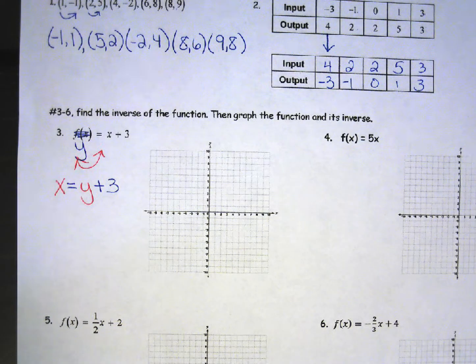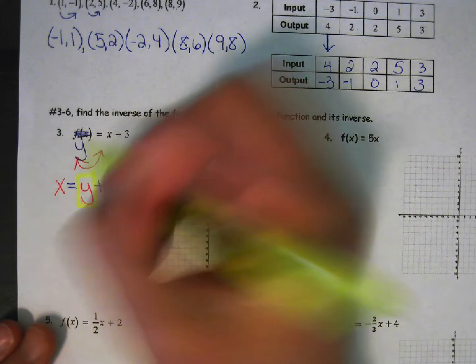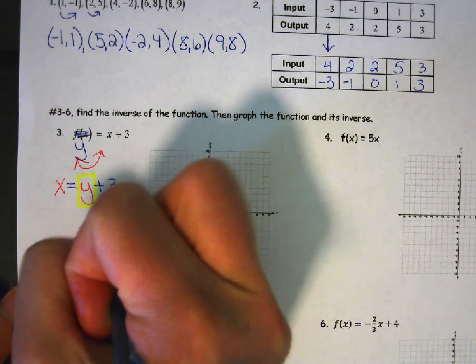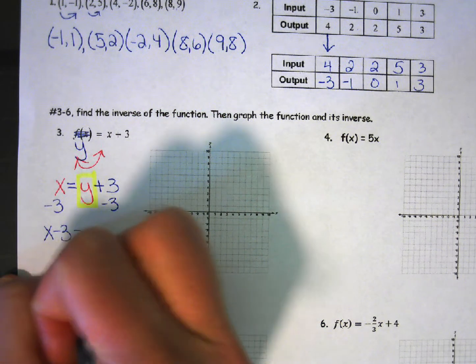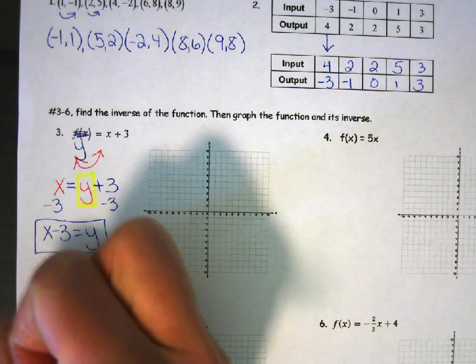Once I have it switched, all I need to do is solve it for Y. So now I just need to get that Y alone. So I'm going to subtract 3, and so I have X minus 3 is equal to Y. And this is my inverse.